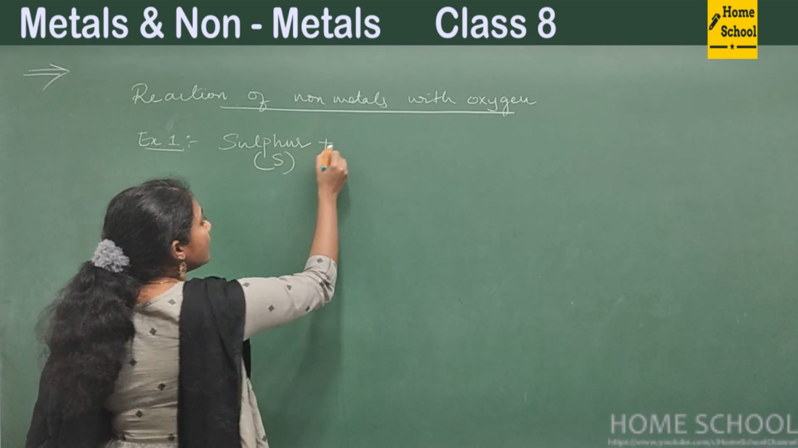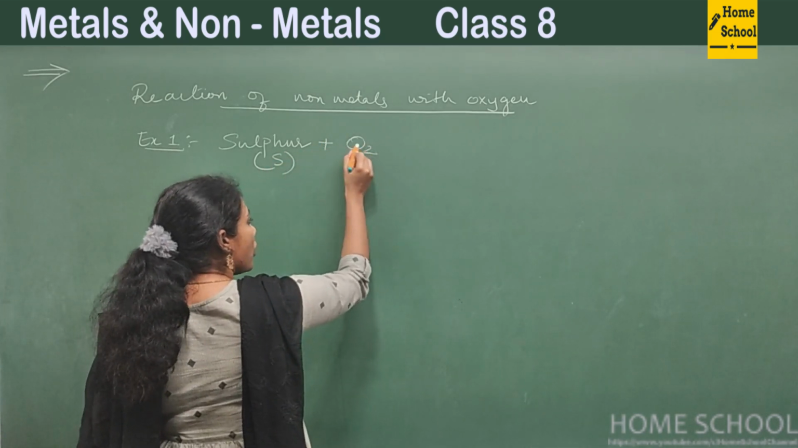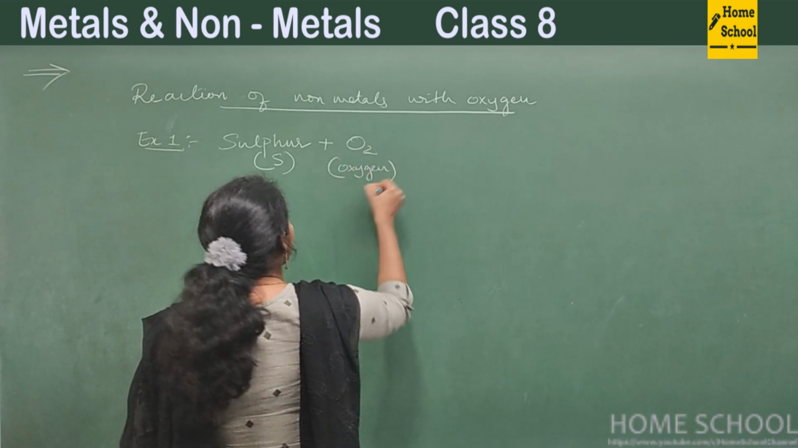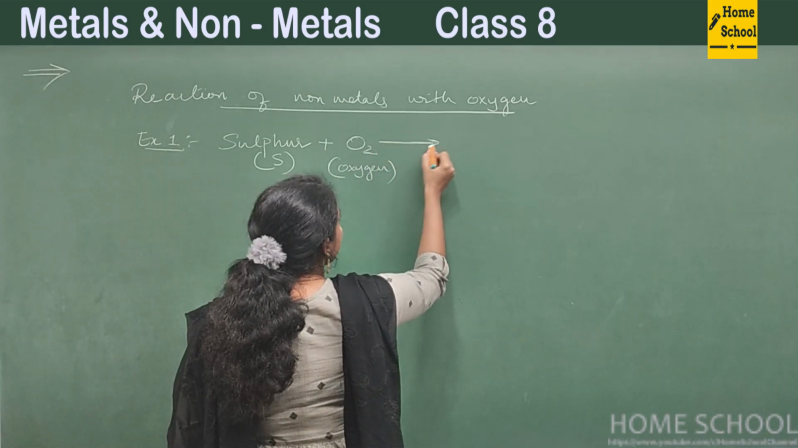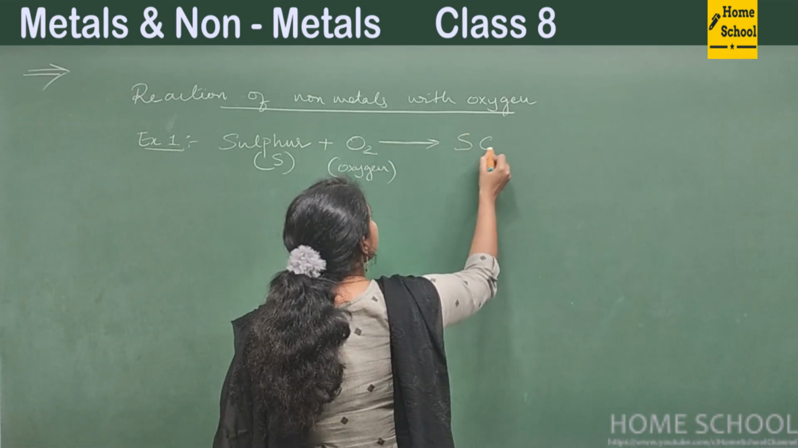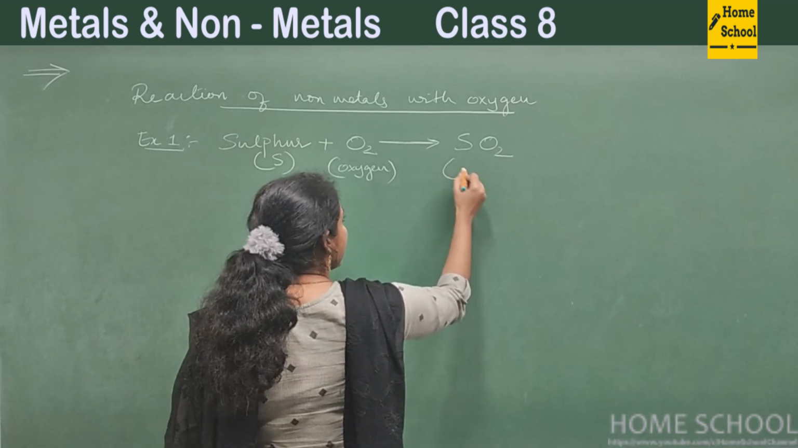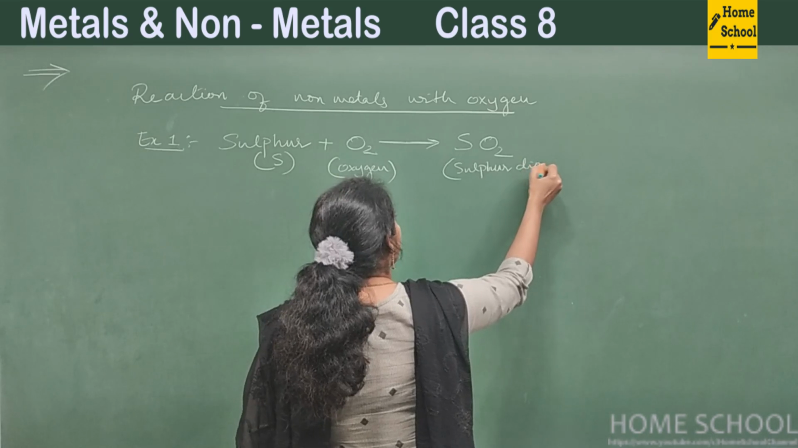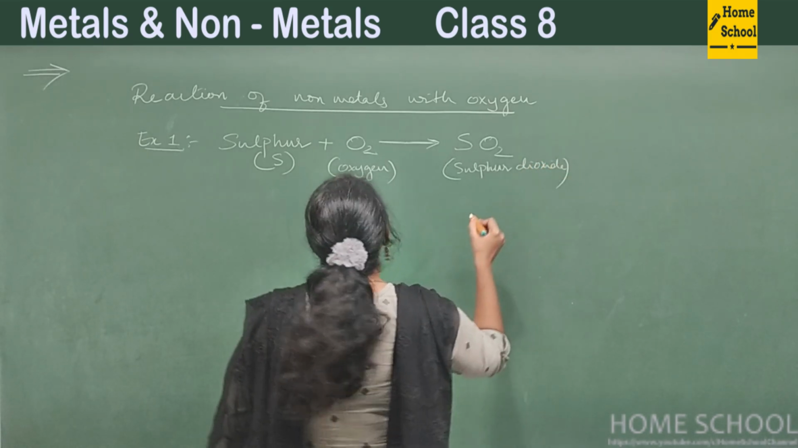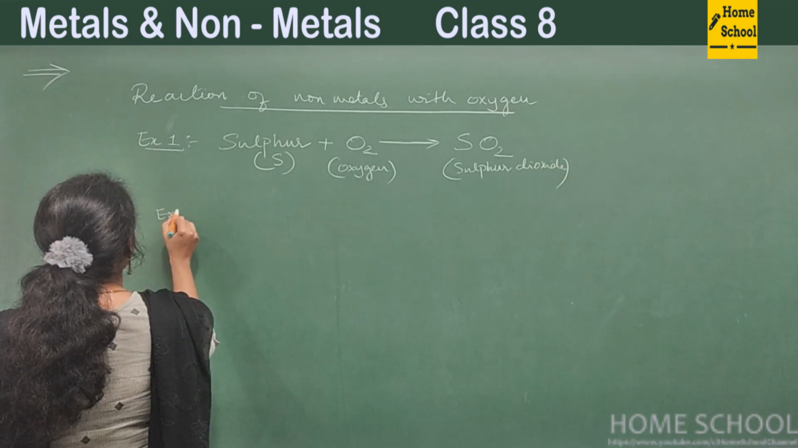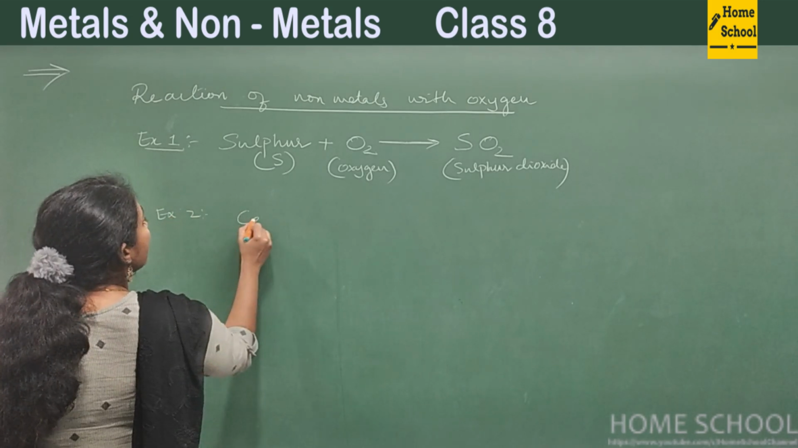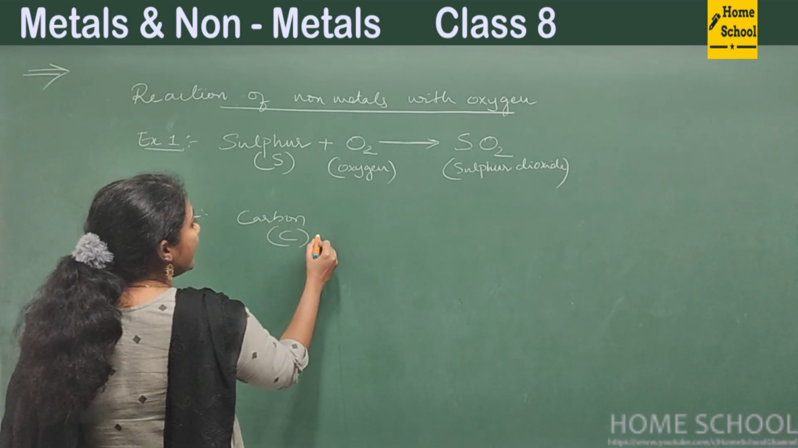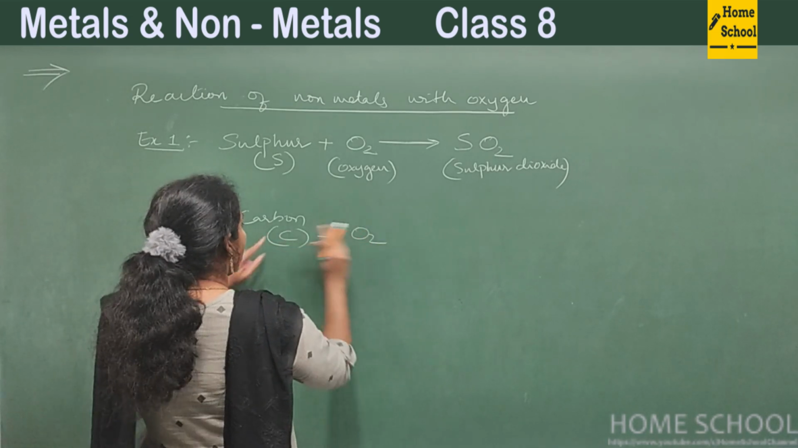Say this sulfur when it reacts with oxygen. Oxygen is O2. What is O2? It means oxygen. When it reacts with oxygen, you will get sulfur dioxide. Its name is sulfur dioxide. Right? Fine. And another example I can show you. Example number 2. Carbon. The carbon symbol is C. This, when it reacts with oxygen.